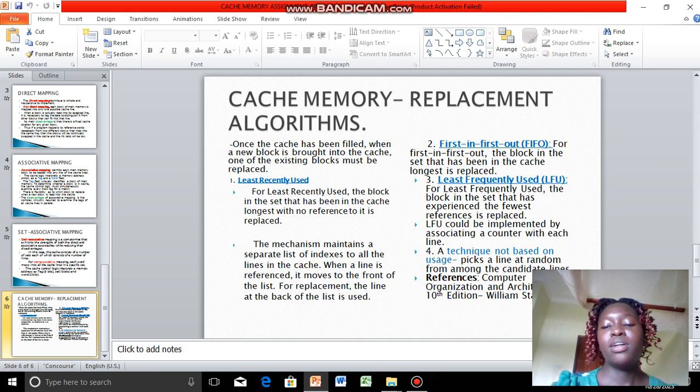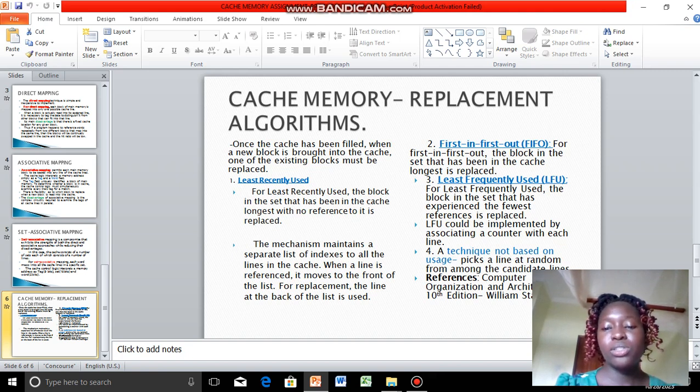Second, we have first in, first out. For first in, first out, the block in the set that has been in the cache longest is replaced. That could mean that the block that appeared first, that was put there first, has been there for a longer time. Therefore, it is what is replaced with a new word or a new block.